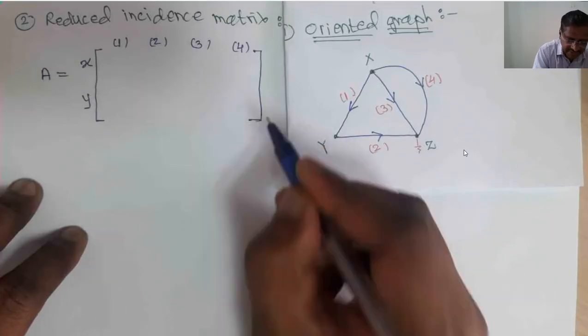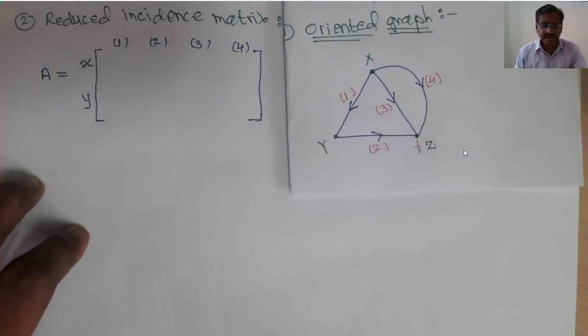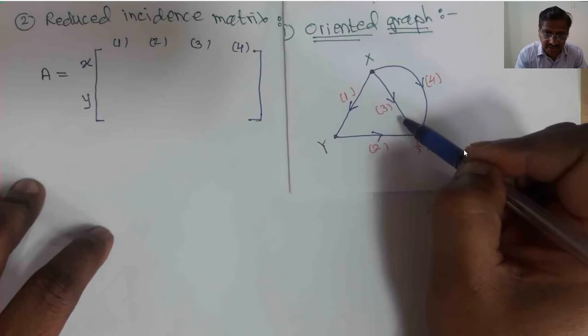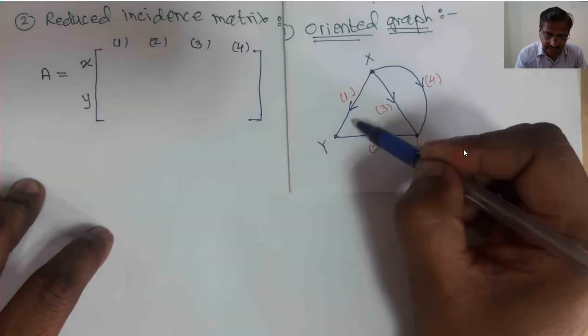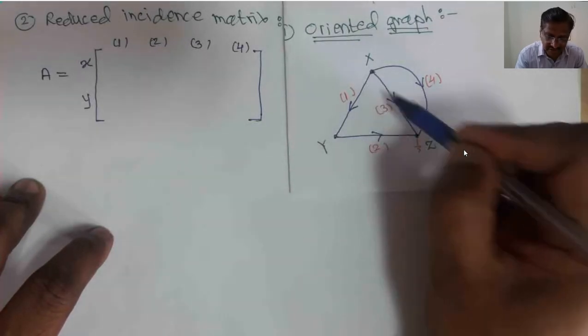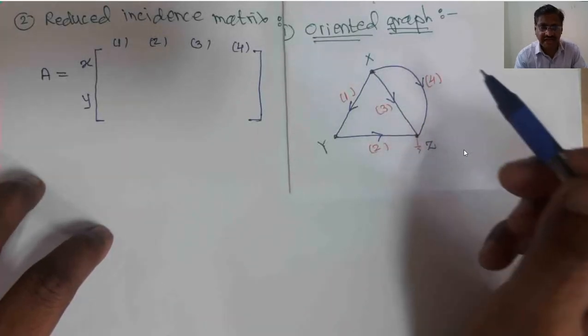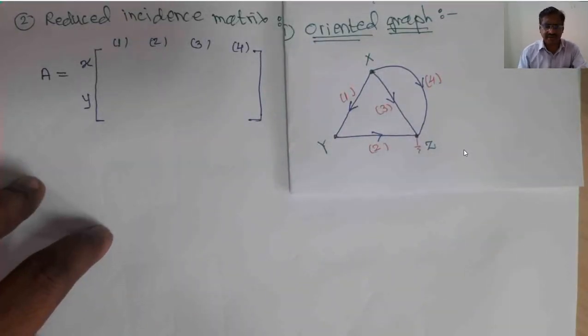Now I will make the entries. What are the rules here? For that particular node, consider all the branches. If that branch is outgoing, the entry will be +1. If that branch current is incoming, then the entry will be -1. And if that branch is absent at that particular node, then its entry will be 0.